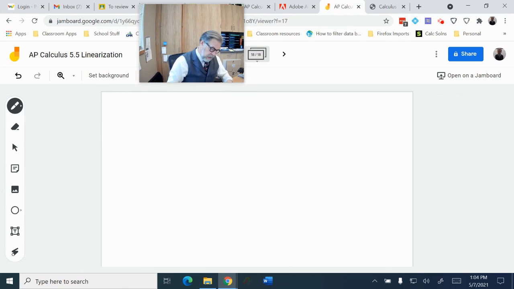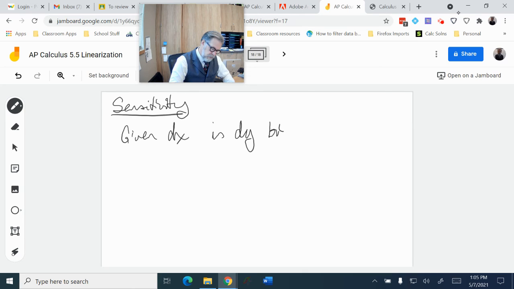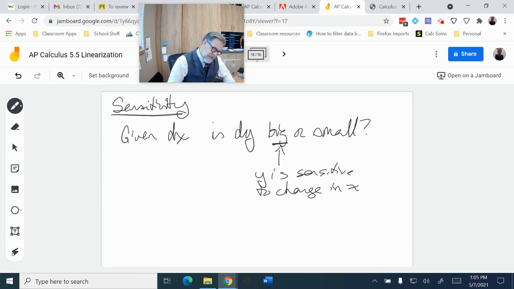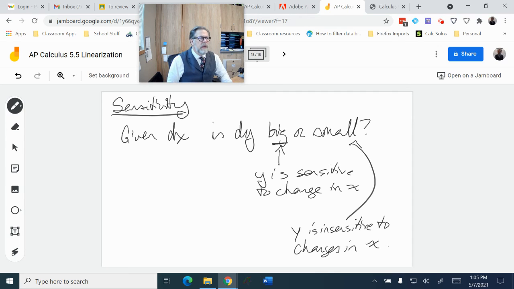All right. One other topic that's related to this is called sensitivity, and I'm actually not going to spend much time on it, but the question for sensitivity is, given some infinitesimal change in x, is the change in y big or small? If it's big, then y is sensitive to changes in x. And if it's small, then y is insensitive to changes in x. And this is useful because you want to have a basic idea of what a reaction is going to be.